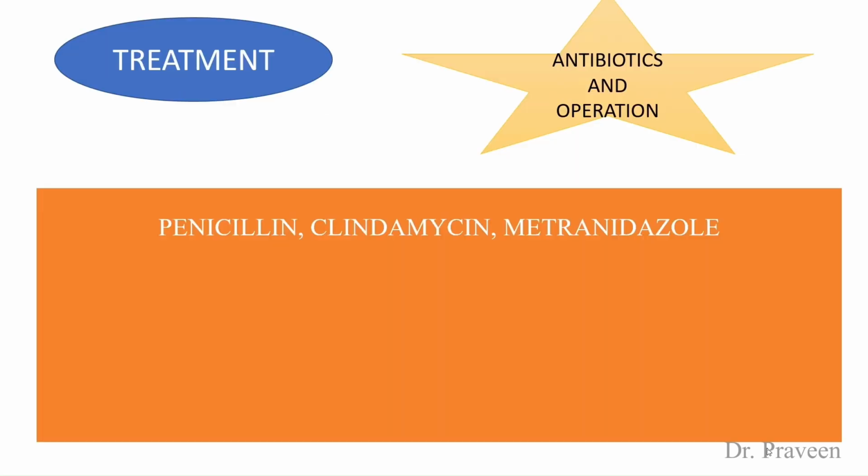Coming to the treatment part, antibiotics and operations. Antibiotics have a major role in treating necrotizing fasciitis, and once the tissue is badly involved, then surgical debridement is needed. Initially, before the culture report comes, multiple drugs have to be administered like penicillin, clindamycin, and metronidazole. As we know, polymicrobial is one of the classifications of necrotizing fasciitis, so initially, before we get the culture report, we are supposed to treat it as polymicrobial only.